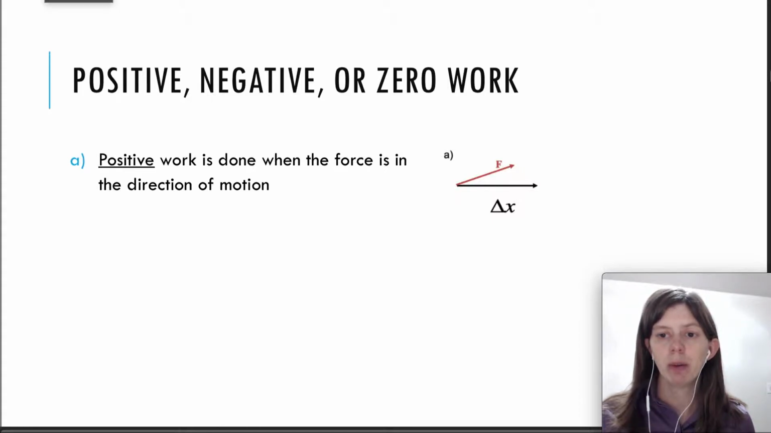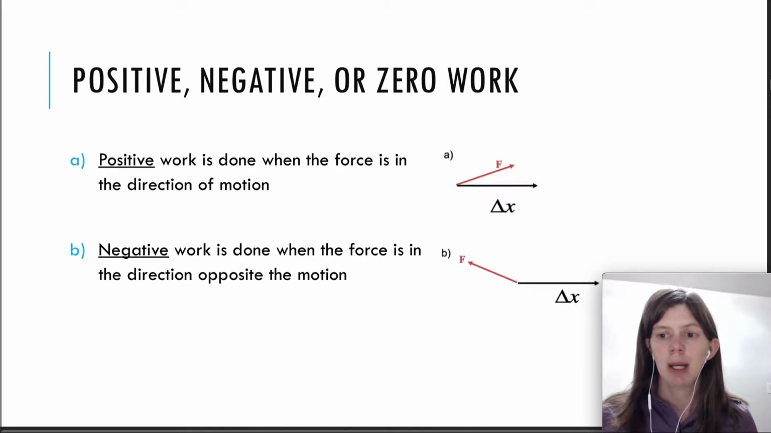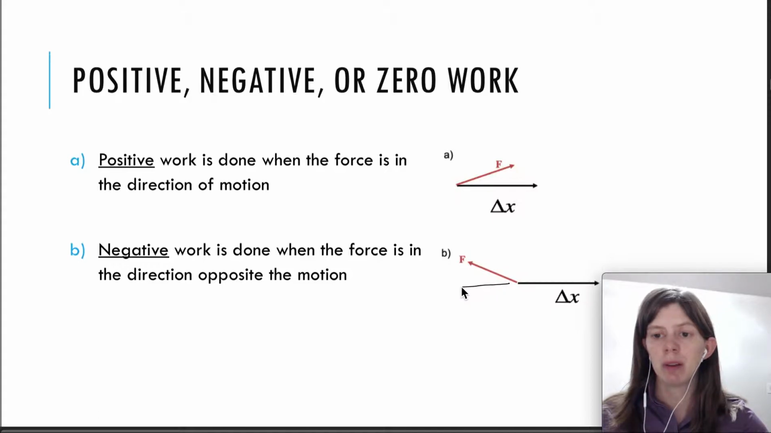The best way I can explain it is that the work is positive when the force is in the direction of the motion. In this case, both the force and the motion are to the right. That would be positive work. And then the work is negative when the force is in the direction opposite the motion. You can see that this force has a component to the left, and that's what would be doing work, as we said in a previous video, that the force has to be parallel to the motion, but it's in the opposite direction. So that force would be doing negative work.